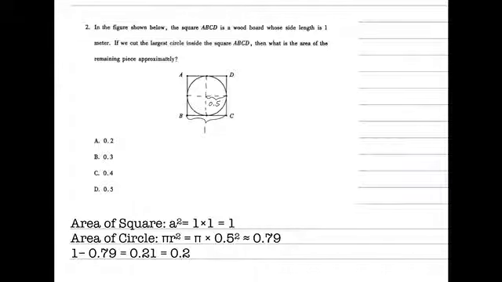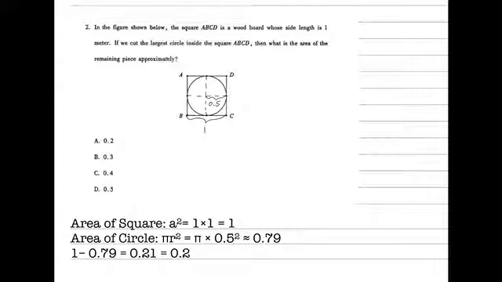Let's see question 2. In question 2, a circle is inscribed in a square, and we need to find the remaining area. First, we can calculate the area of the square and the area of the circle, and subtract one from the other. To calculate the area of a square, we square its side, which in this question is 1. So 1 squared, 1 times 1 equals 1.